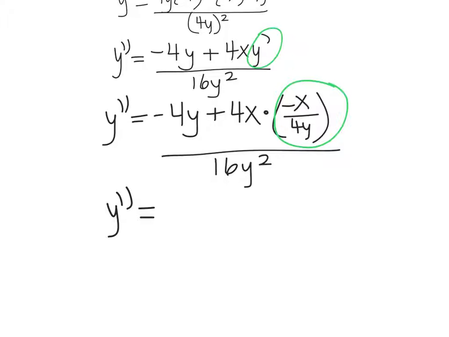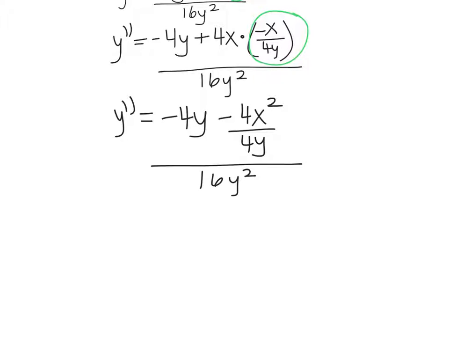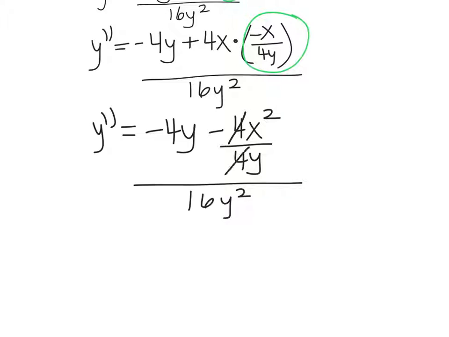Okay, so here we go. We get negative 4y. This becomes negative 4x squared over 4y. And this is all over 16y squared. All right, so you're not allowed to leave fractions inside of fractions. That's really bad. What we're going to do, where'd that 4 go? Oh, we can reduce that. There we go. Is that better? We have a 4 over 4.